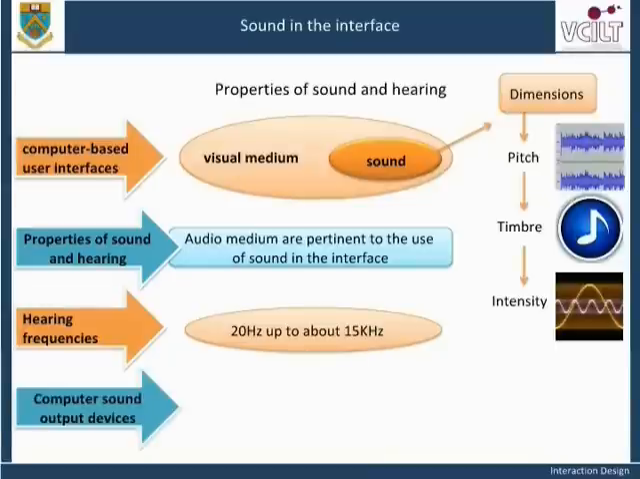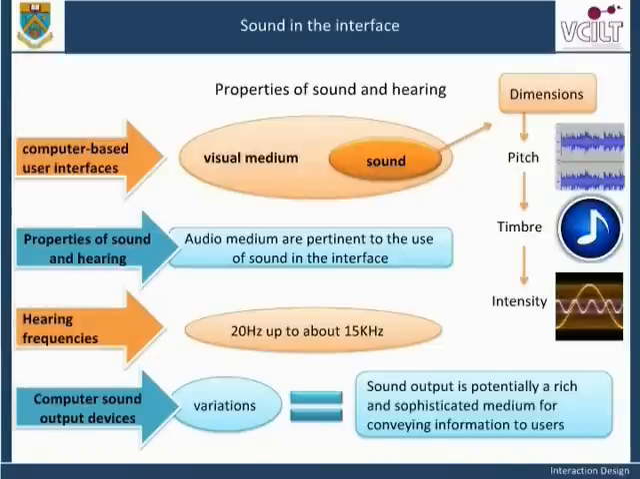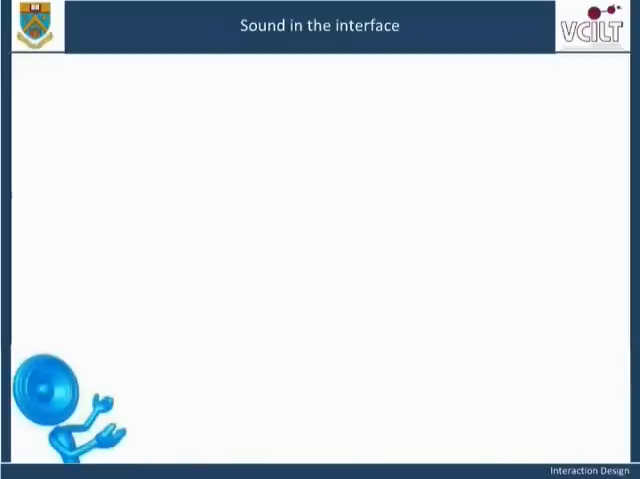The capability of computer sound output devices to produce variations along each of the dimensions of pitch, timbre, and intensity means that sound output is potentially a rich and sophisticated medium for conveying information to users. We shall now look at inherent properties that constrain the way humans process and make sense of the sounds they hear. Understanding these constraints will be crucial to the successful use of sound in interactive systems.